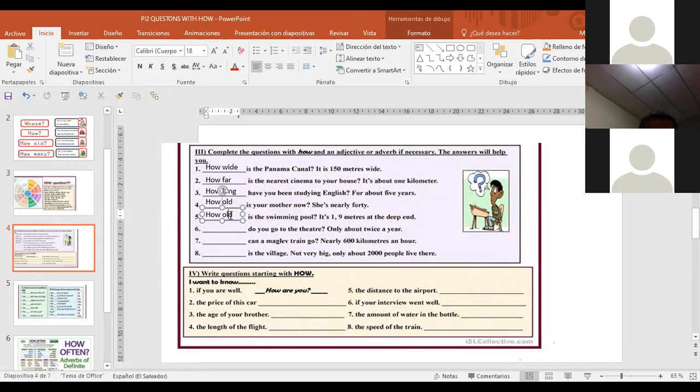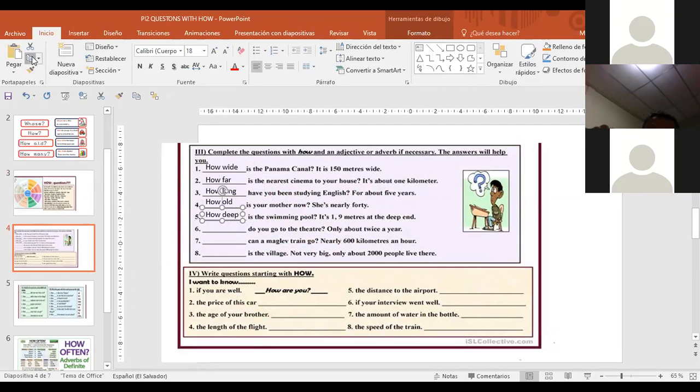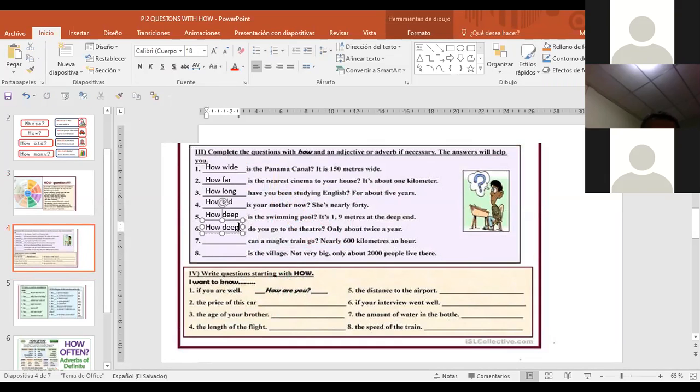Remember that when we use these words, they go at the end also. At the end of the sentence. Okay, what about number six? How often? Okay, so when we use how often, we are talking about frequency, right? Frequency. How often do you go to the theater?